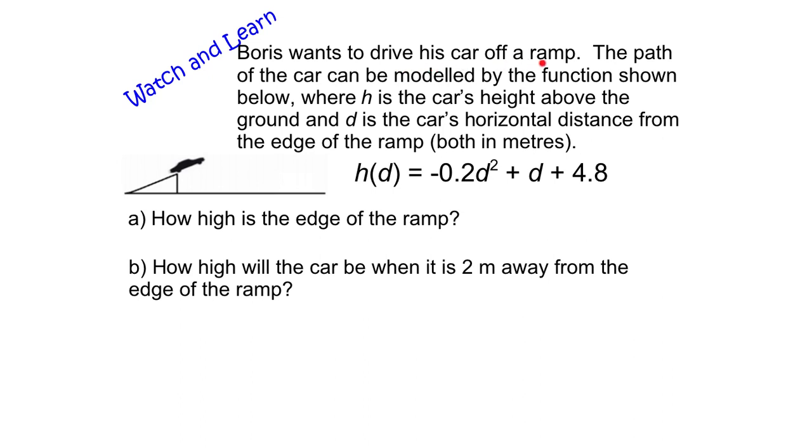Boris wants to drive his car off a ramp. So I've got a nice little picture here for you to picture what's going on. He's going to drive up the ramp and he's going to launch. And what's going to happen? Well, the car's going to go up, but it's probably going to come down at some point. So we have this function to model that. The path of the car can be modeled by the function shown below, this one, where h is the car's height above the ground, vertical height, and d is the car's horizontal distance from the edge of the ramp. So at the edge of the ramp, the car's distance is 0. The distance increases going to the right.